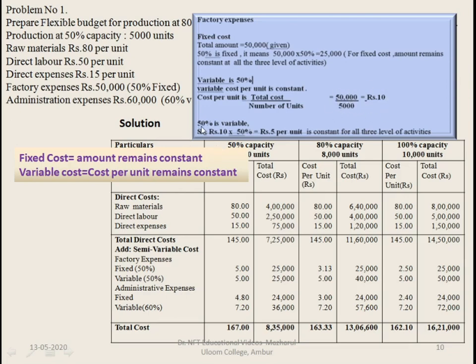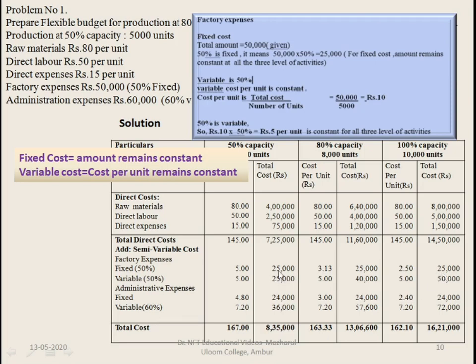In this you have to calculate 50% variable. So 10 rupees into 50% is 5 rupees. So 5 rupees is the variable cost, where cost per unit is constant. So you write 5 rupees, 5 and 5 in all the three capacities. Now you calculate for 25,000. In case of fixed cost, 25,000 you have written in these three columns, right?